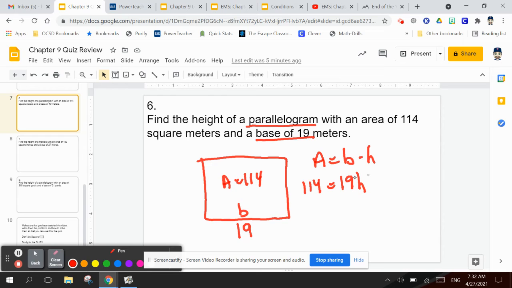So to find the height, we have to divide each side by 19. 19 times h divided by 19. 19 goes into 19 once. I'm left with my variable h. And 114 divided by 19 is going to be 6. Now, make sure you have a label, so meters is what we need. So 6 meters equals our height.